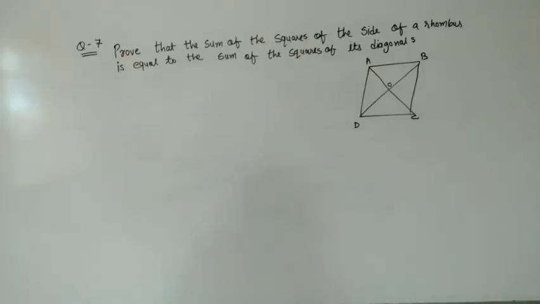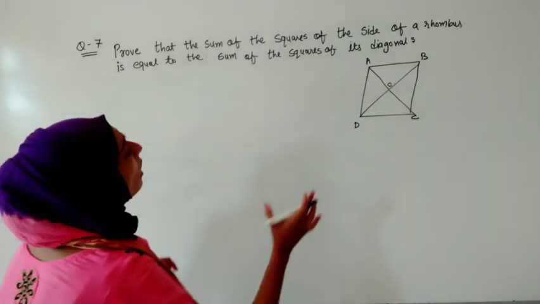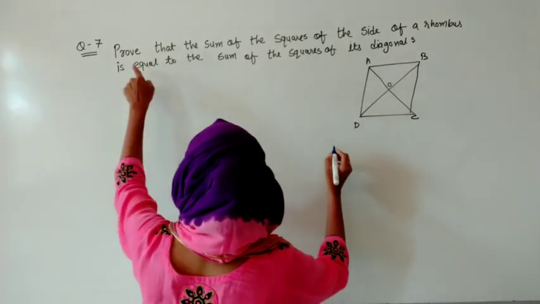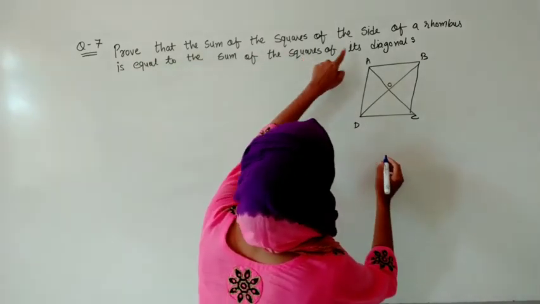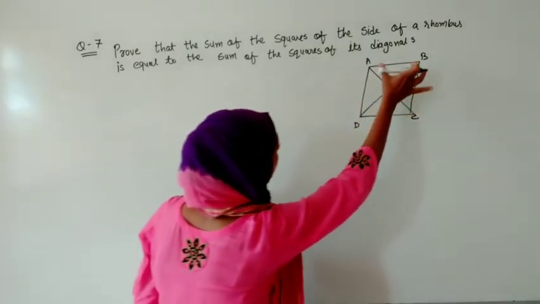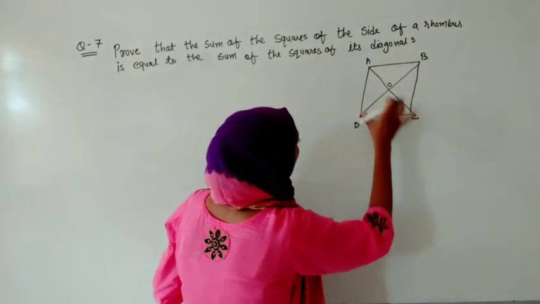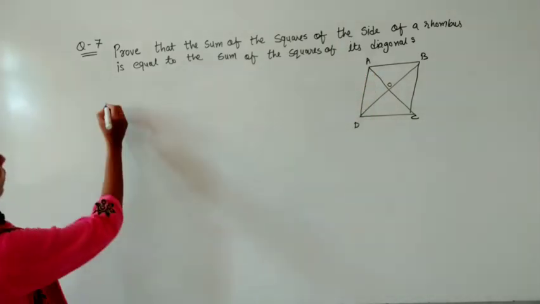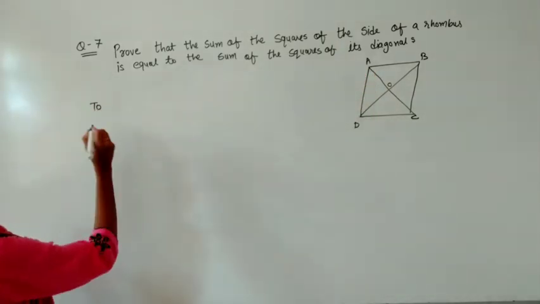Let me read the 7th question. Prove that the sum of the squares of the sides of a rhombus is equal to the sum of the squares of its diagonals. Means what do we have to prove? What they told us to prove is the sum of the squares of the sides of the rhombus. So this is one rhombus, and it has four sides: AB, BC, CD and AD. Let me write first what we have to prove.